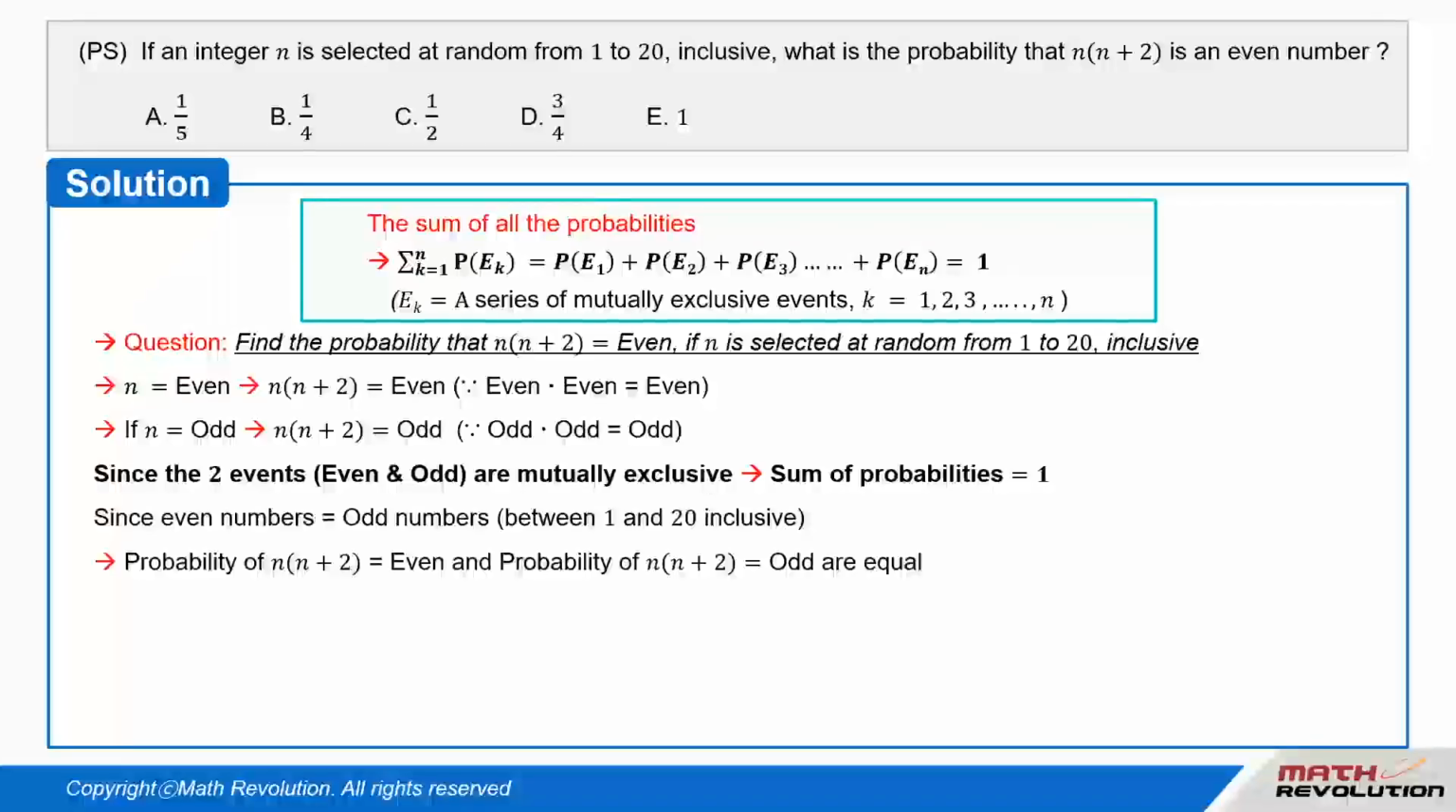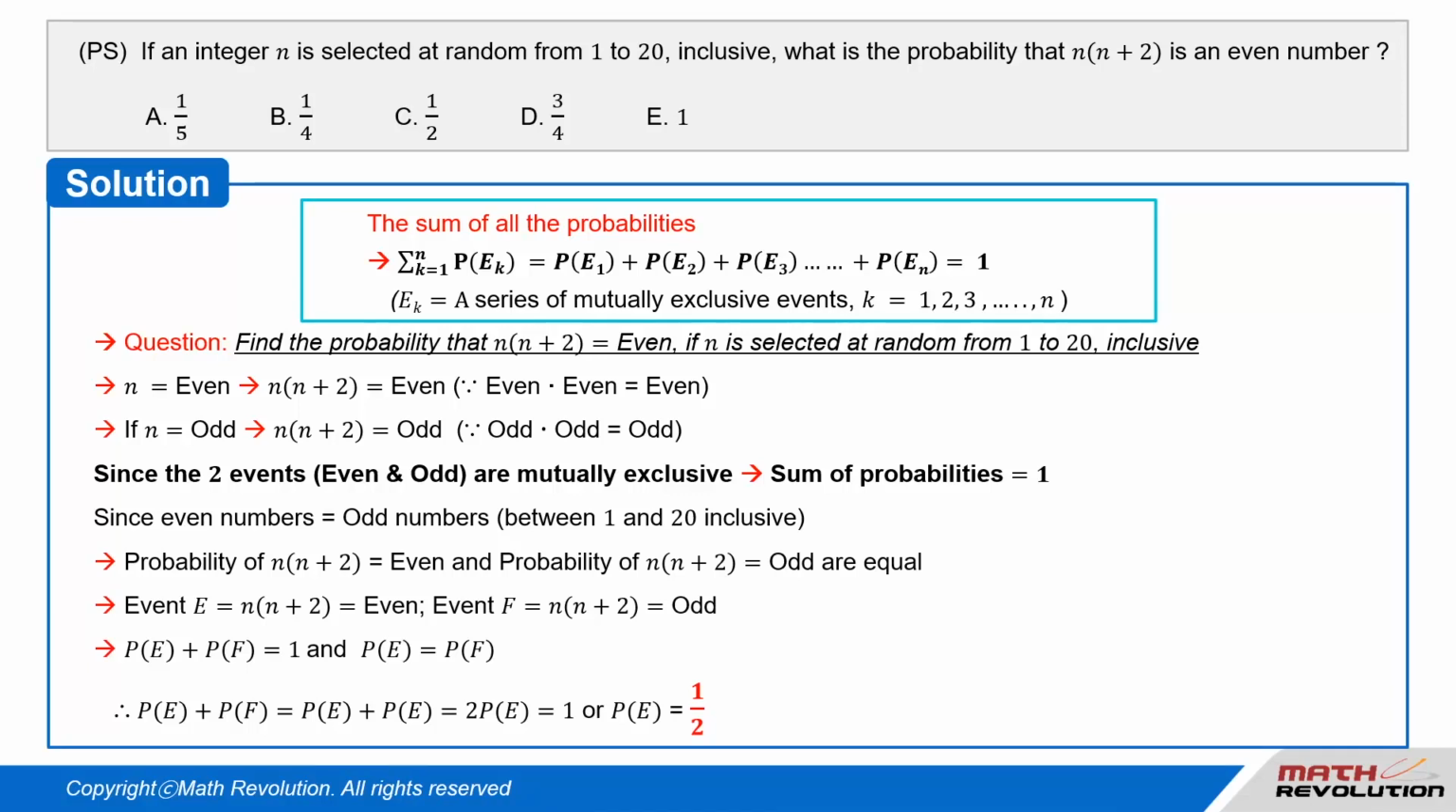Since the two events with even numbers and odd numbers are mutually exclusive events, they don't have any intersection, and the sum of the probabilities of those two events will occur is 1. In addition, since the number of both even numbers and odd numbers between 1 and 20 inclusive are equal, the probabilities that n times n plus 2 is an even number and is an odd number are equal as well.